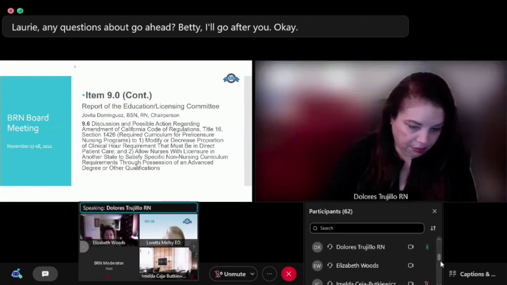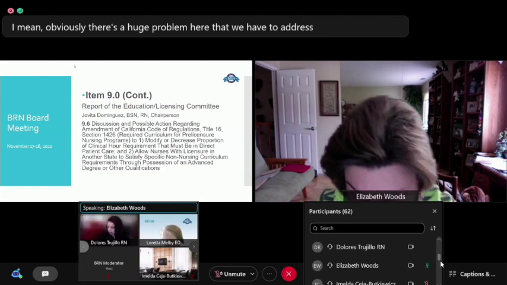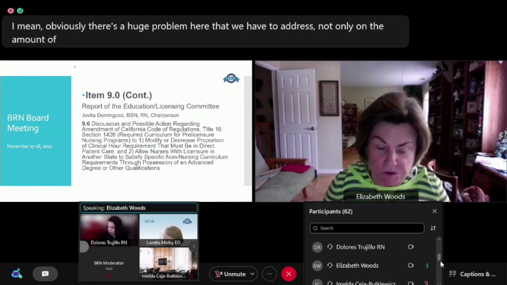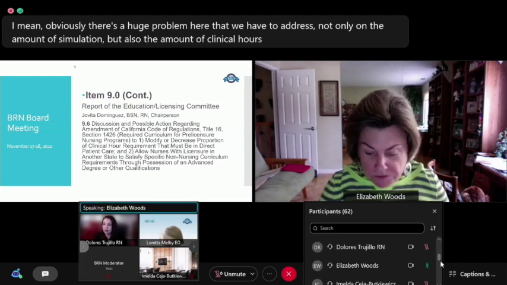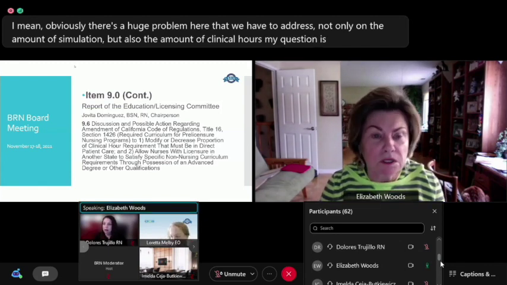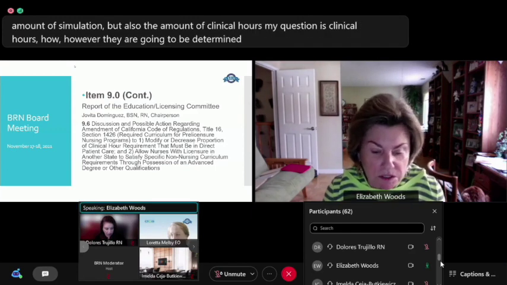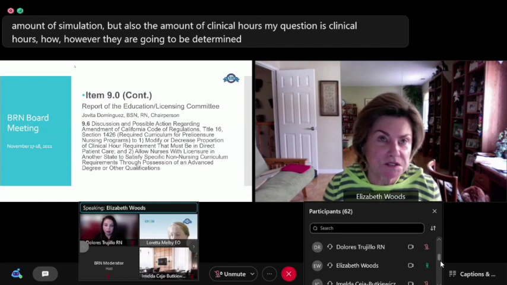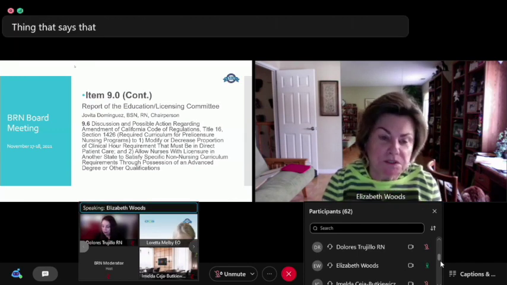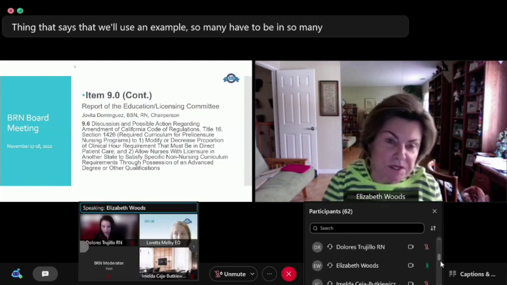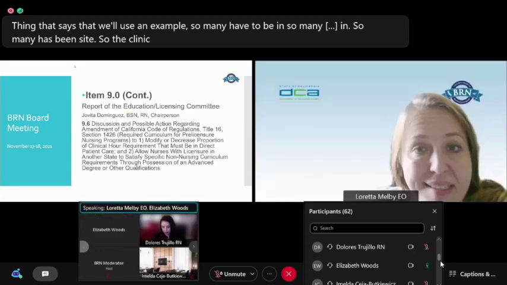I mean, obviously, there's a huge problem here that we have to address, not only on the amount of simulation, but also the amount of clinical hours. My question is, clinical hours, however they are going to be determined, is there anything that says, I'll use an example, so many have to be in PED, so many have to be in OBGYN, so many have to be in psych? We have nothing that says that.